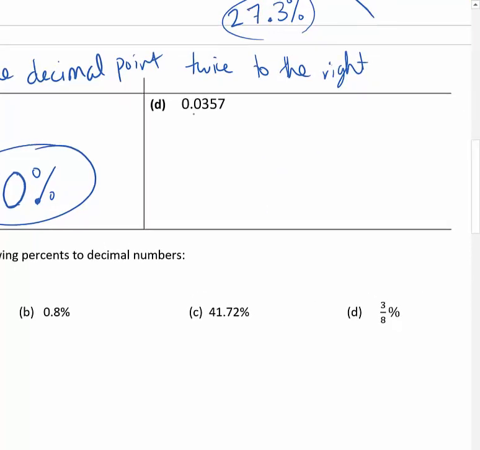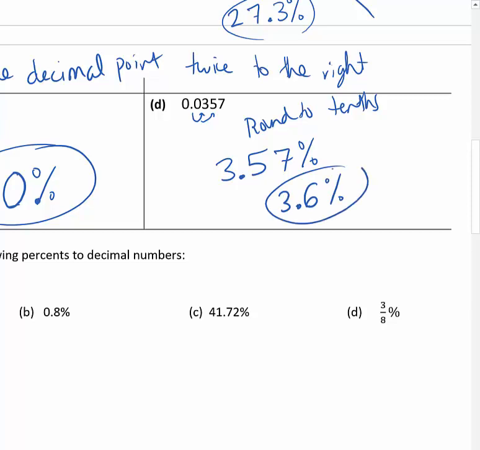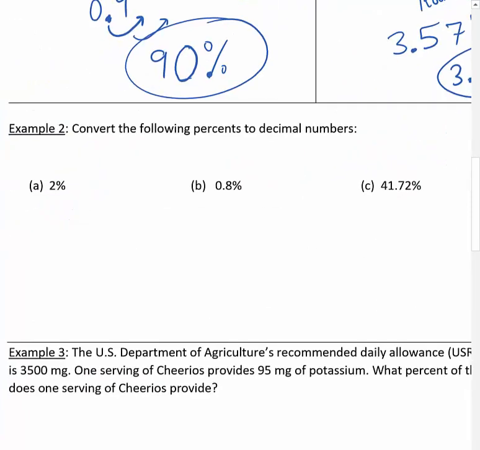Okay, let's try to do that with part D. We're going to move this decimal twice to the right. That'll move it directly between the 3 and the 5, so it must be 3.57%. But they did say to round these to the nearest tenths place. So let's see, the 7 would round the 5 up to 6. Looks like we have 3.6%. Beautiful.